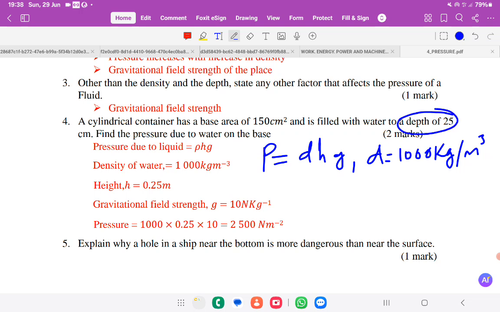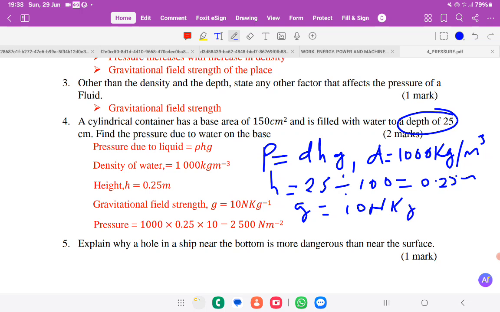25 centimeters, so we need to change this height to meters. In order to do that, you simply divide 25 by 100, which is equal to 0.25 meters. And gravitational field strength is taken to be 10. g is 10 newtons per kilogram.